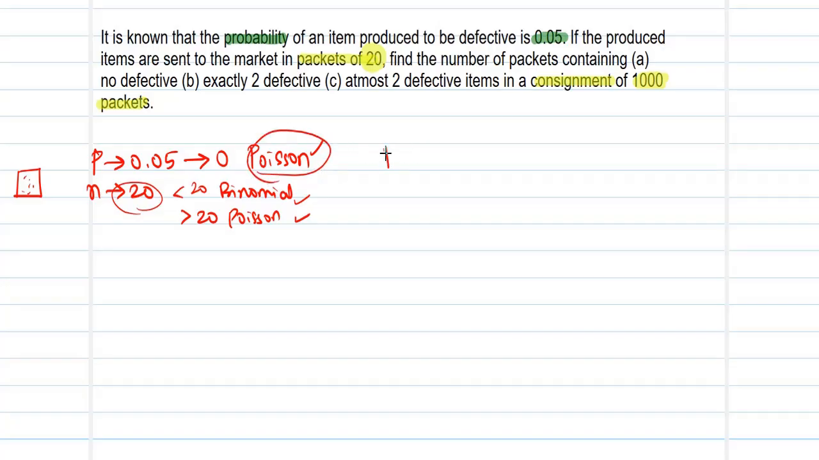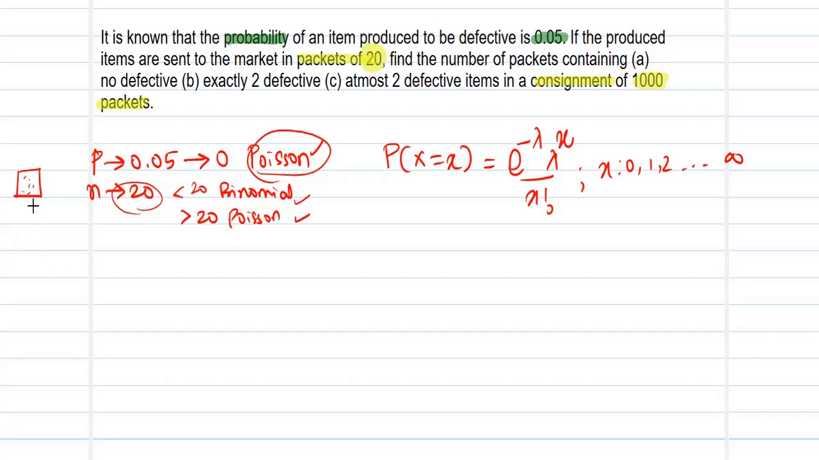Once we fix it is going to be Poisson, let us recollect the formula for Poisson: e to the power minus lambda, lambda to the power of x by x factorial, varying for x from 0, 1, 2 up to infinity. Now these two data are okay, and what about this third data?